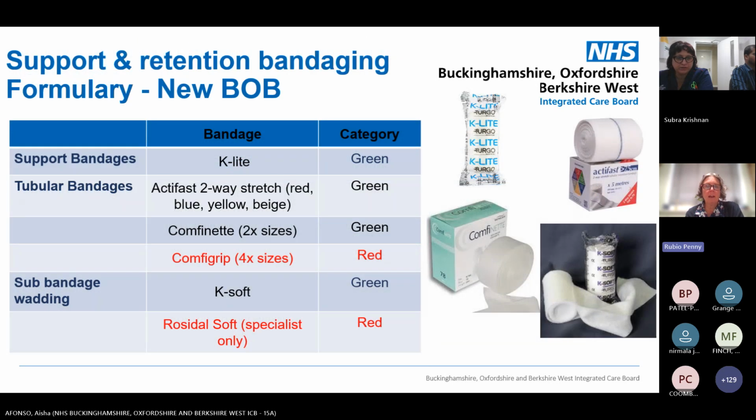We continue to keep K-Lite, and that is green. The tubular bandage is now going to be Actifast on each area, and that's the red, blue, yellow and beige sizes, which are green. Comfy net in 2 different sizes is also green. Comfy Grip, which is like Tubi Grip in 4 different sizes, is only available for TVNs. And the sub-bandage wadding across all areas is going to be K-Soft. And Rosedal Soft, which will be available for TVNs only on the red area.